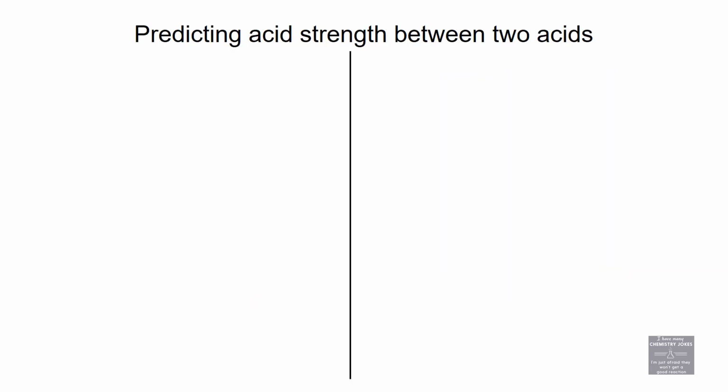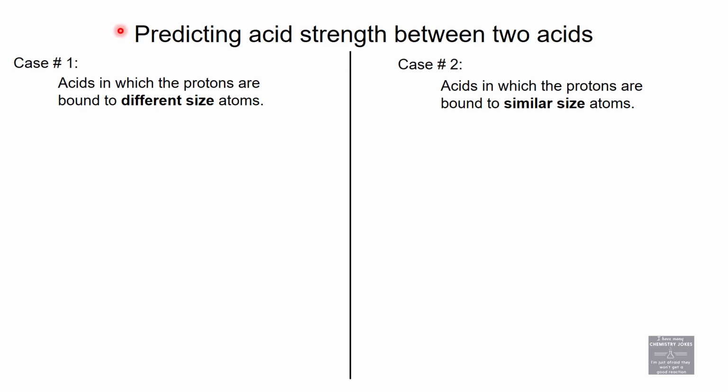Okay. So, if you're comparing two acids and you don't know their Ka values, again, quantitative we've already talked about, versus qualitative is what this is about. If you're comparing two acids and you don't know which one is stronger, there are two main cases that should be considered. Case number one, where the proton, again this is Bronsted, is attached to atoms of different sizes.